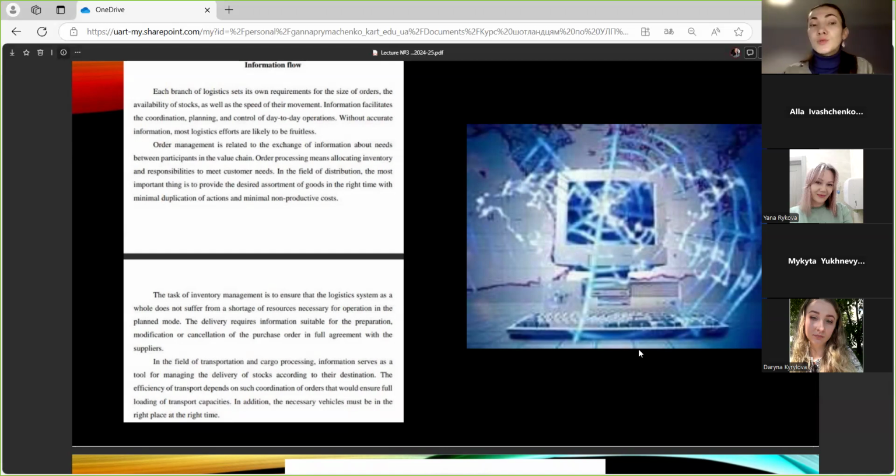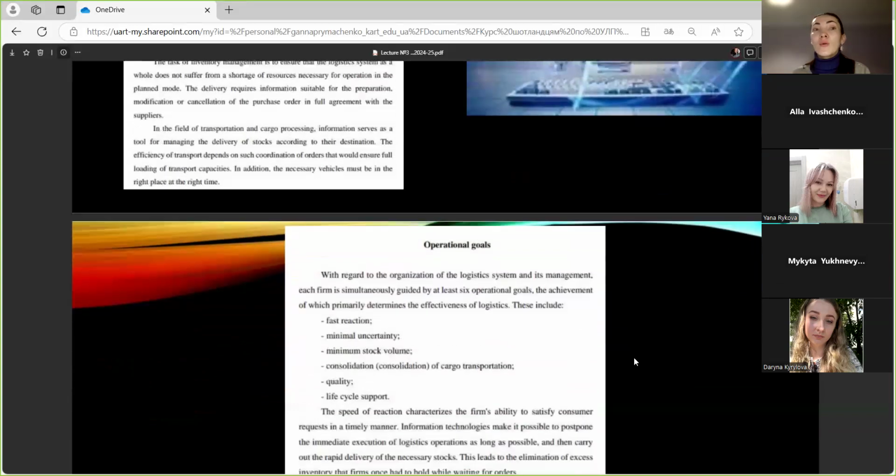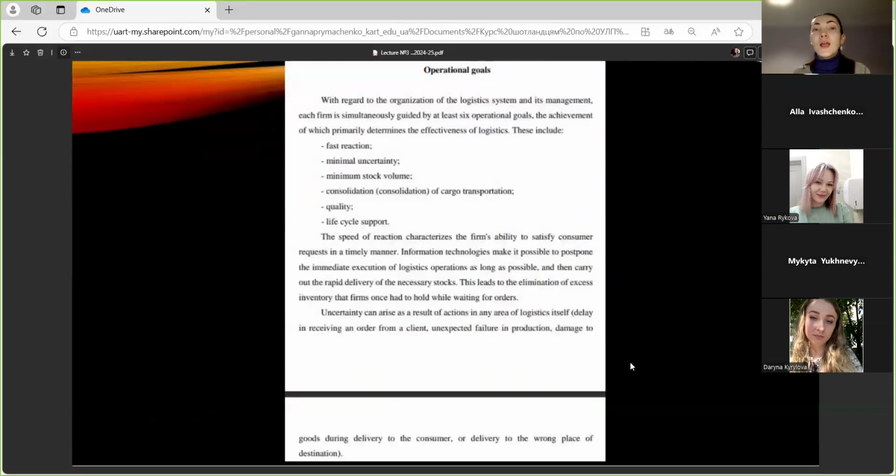In the field of transportation and cargo processing, information serves as a tool for managing the delivery of stock according to its destination. The efficiency of transport depends on such coordination of orders that would ensure full loading of transport capacities. In addition, the necessary vehicles must be in the right place at the right time. Of course, yes, it's one of our logistic principles, and we use it in our delivery system.